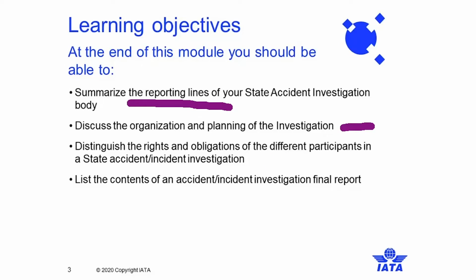The other thing we're looking at is to distinguish the rights and obligations of the different participants in a state accident investigation. So here, we are looking at the state of occurrence. What are their rights and obligations? This is where the accident has taken place. You also have the state of registry, where the aircraft is registered. We also have the state of design and also the state of manufacture of the aircraft.